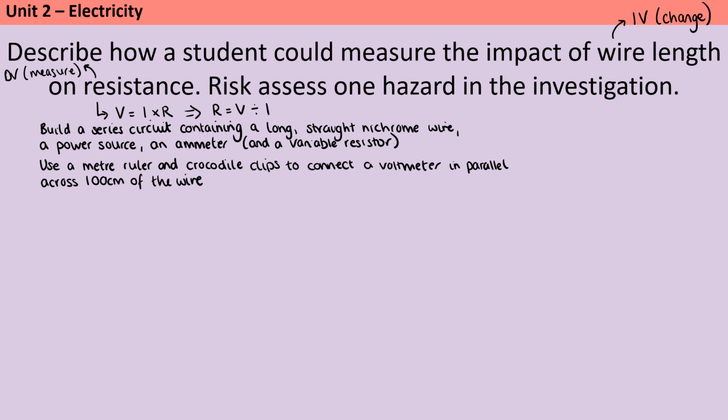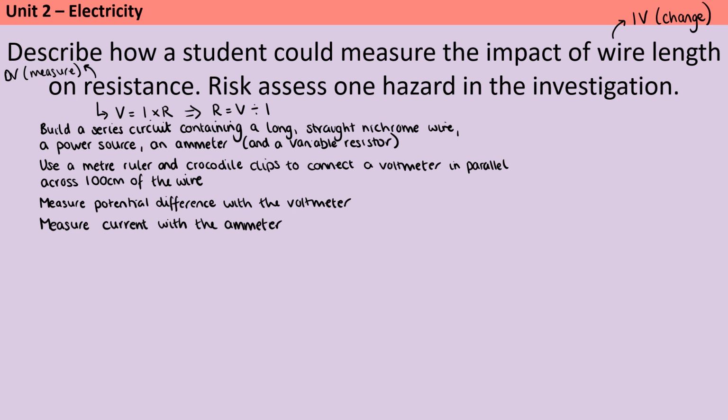Then we're going to use a meter ruler and measure 100 centimetres of this wire, and attach with crocodile clips our voltmeter in parallel across that wire so that we can measure the potential difference. We're going to use the voltmeter to measure the potential difference and use the ammeter to measure the current. And as ever, you want to say what equipment you're using to do a particular thing.